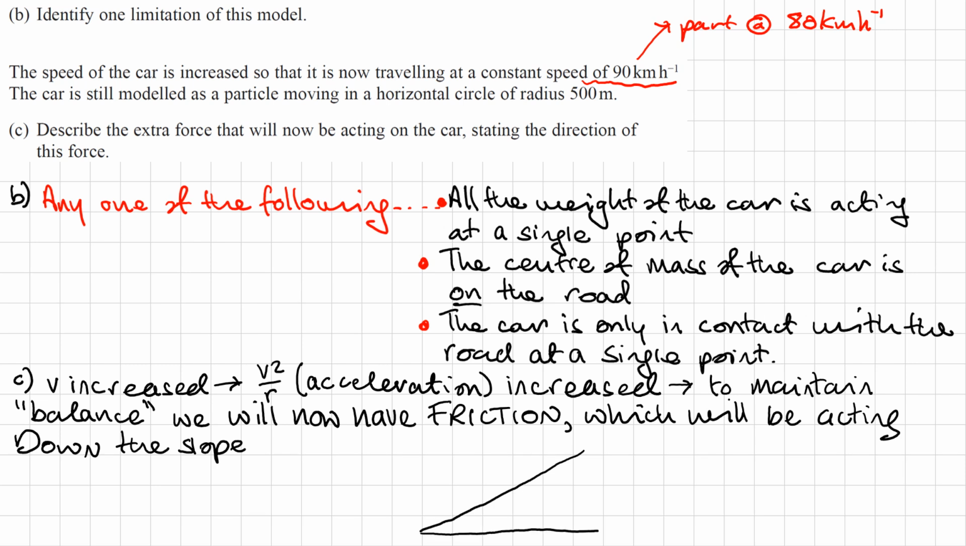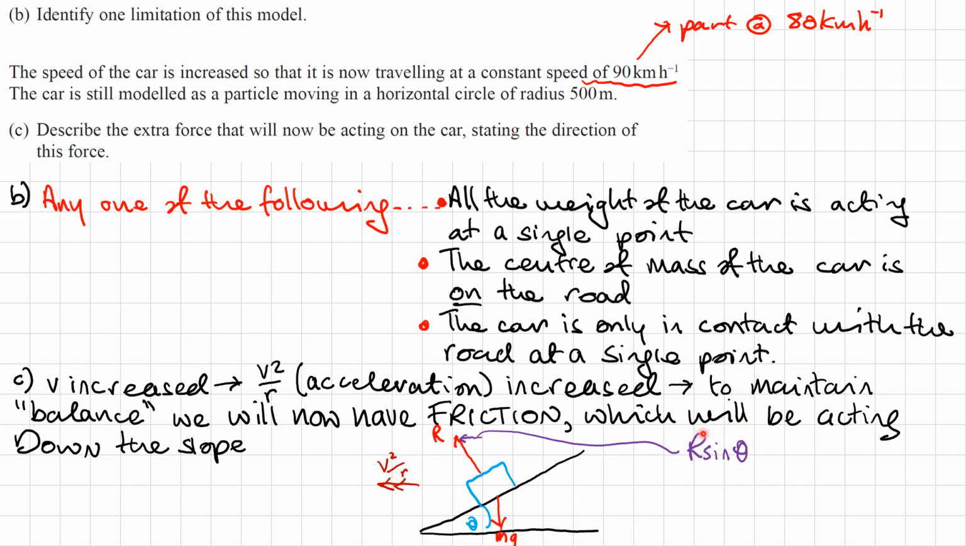So here's my banked road with my car. Here we've got the mg going down. We've got R pointing as a normal to the slope. We have our acceleration, which is now larger, v squared over r. And at the moment, we have this component of the normal reaction, let's do that over here, which is the R sine theta. And that was equal to the acceleration before, but now this is increased.